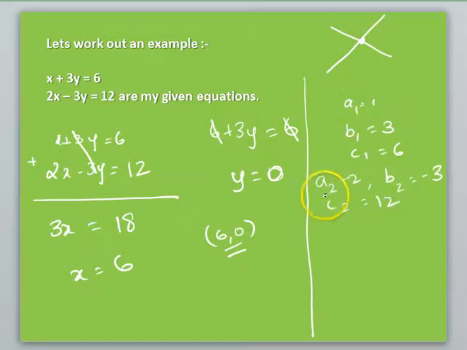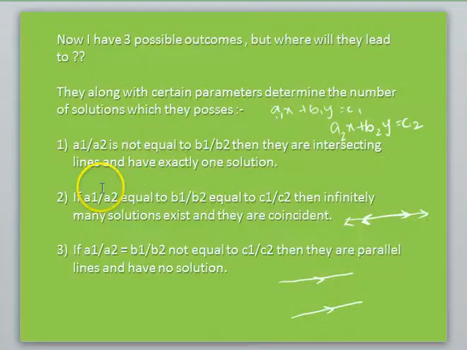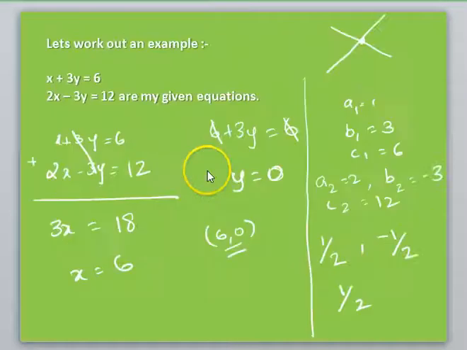So my A1 by A2 gives me 1 by 2. My B1 by B2 gives me minus 1 by 2. And my C1 by C2 gives me 1 by 2. So according to the first parameter, I have A1 by A2 not equal to B1 by B2, so they are intersecting lines and have exactly one solution. This is what I've got here. My A1 by A2, which is 1 by 2, is not equal to my B1 by B2, which is minus 1 by 2, and hence they have a point of intersection.